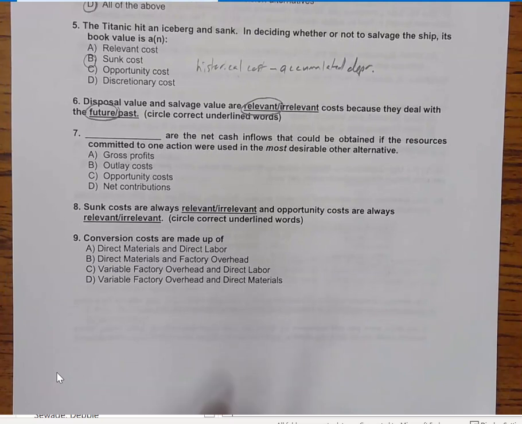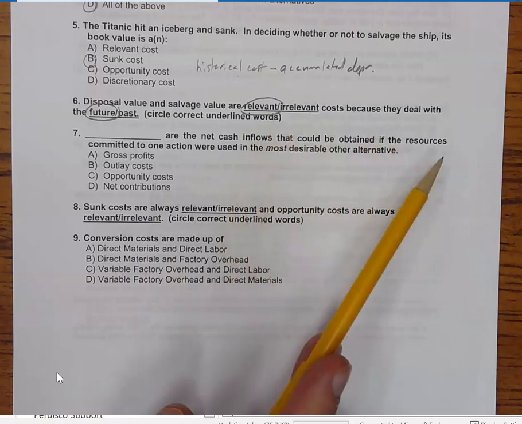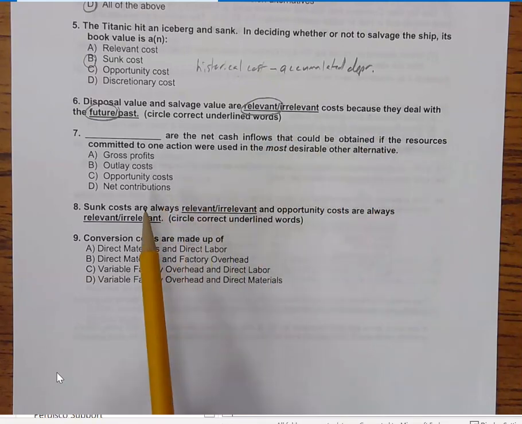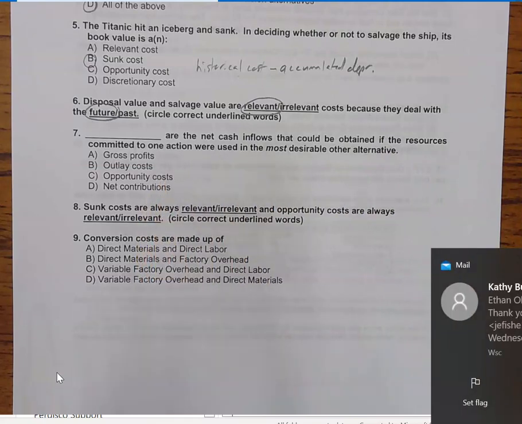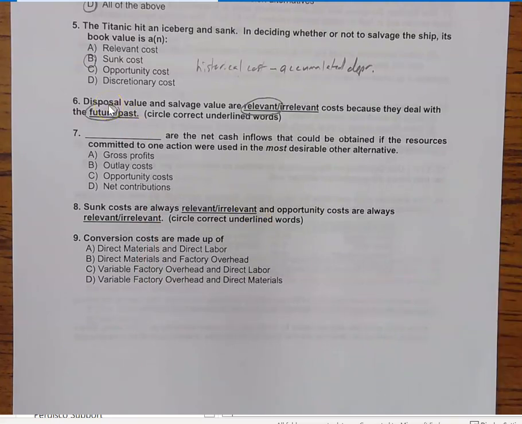Okay, and then number 6, we said that disposal and salvage values are relevant costs because they occur in the future, deal with decisions that have not yet occurred. So disposal value is very much the same thing as market value. We find out how much we could get for something if we disposed of it, so that makes it a relevant cost. And then salvage value is an estimate of future value, so obviously if we're making an estimate, it has not happened yet.